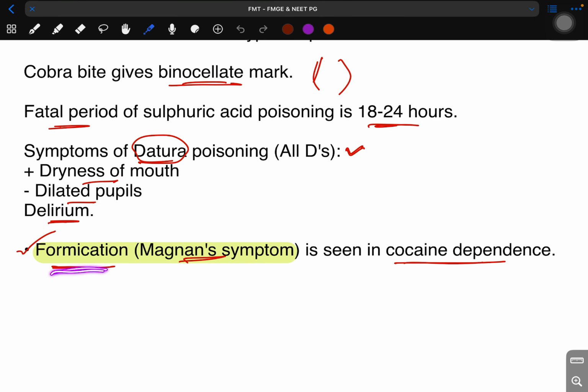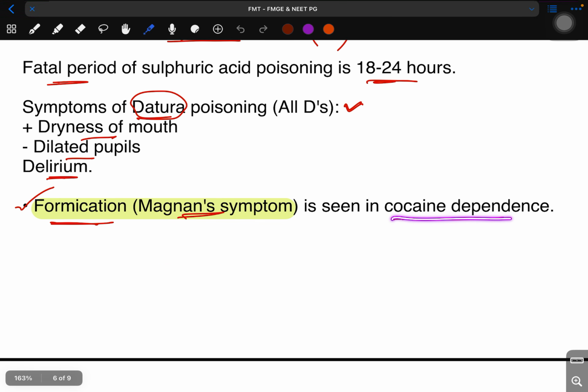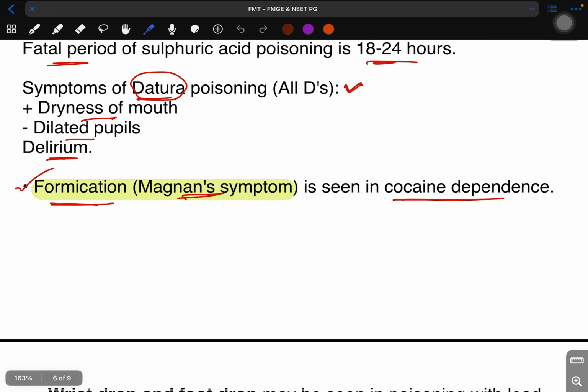Formication. What do you mean by formication? The other name is Magnan's symptom. The person who is cocaine dependent, who is addicted to cocaine, will complain of insects crawling on the body. There are no insects, but the person will have the sensation of insects crawling on the body due to cocaine dependence. This is known as formication or Magnan's symptom.